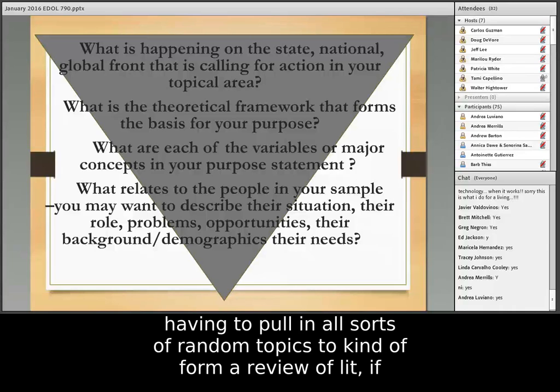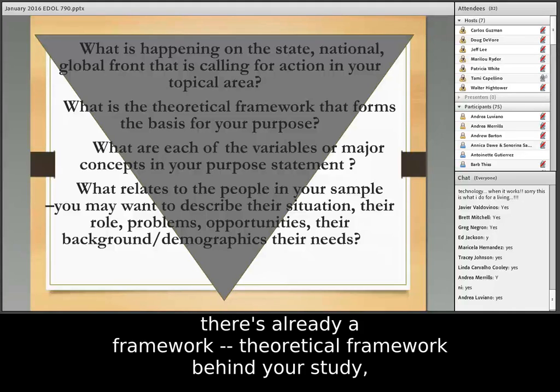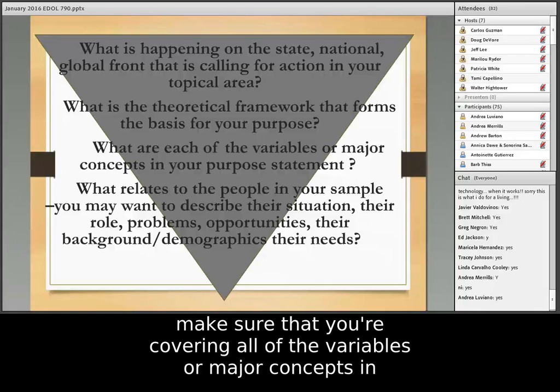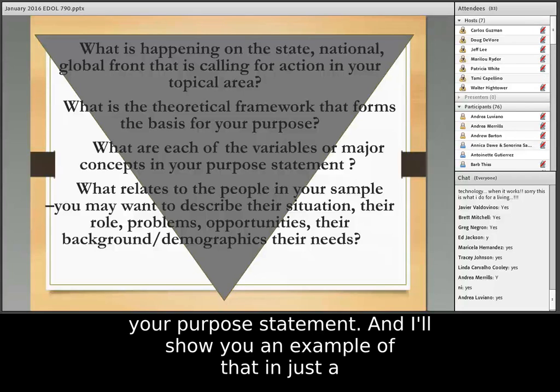Rather than having to pull in all sorts of random topics to form a review of lit, if there's already a theoretical framework behind your study, then it maps it out for you, which is really nice. The next piece is to make sure that you're covering all of the variables or major concepts in your purpose statement, and I'll show you an example of that in just a moment.